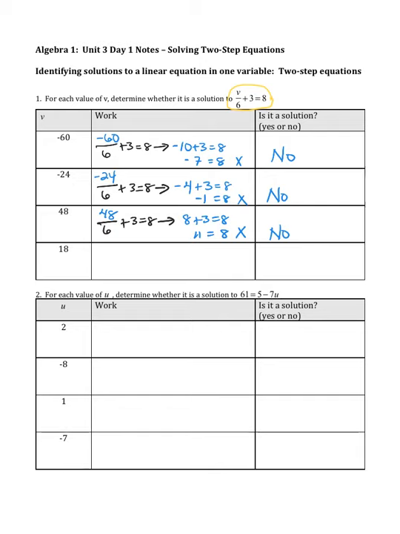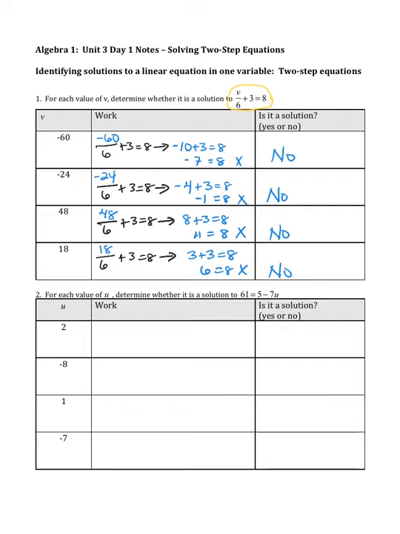Okay, this is getting annoying. I still have to find one that works. Let's try 18. 18 divided by 6 plus 3 equals 8. Well, 18 divided by 6 is 3, plus 3. No, 6 doesn't equal 8. None of these work. We just did 4 long equations, and none of those answers work. There has got to be a better way. We'll put that on the back burner for now.